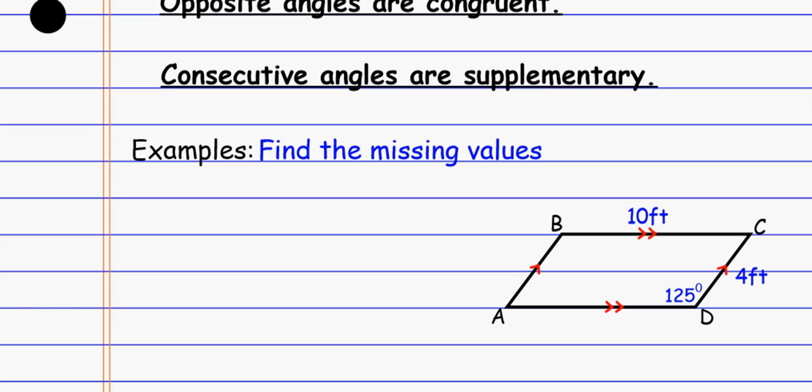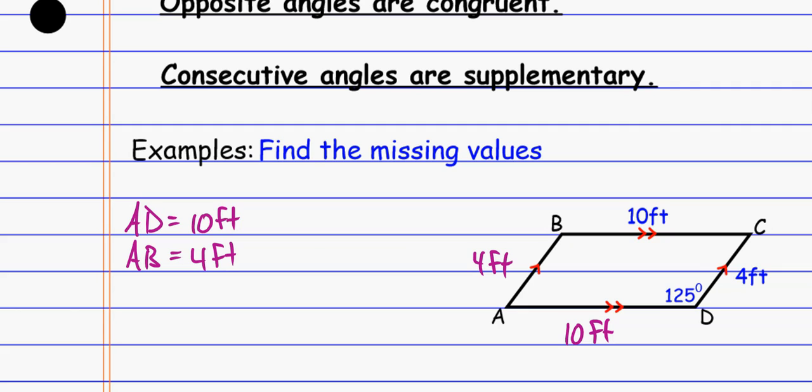When I look at this figure, because the opposite sides are parallel, I know it's a parallelogram. Now the special properties for parallelograms is the opposite sides are congruent, which means if side BC is 10 feet, the opposite side must also be 10 feet. Okay, so AD is 10 feet. If I look at side DC, DC is 4 feet, so the opposite side must also be 4 feet. So AB is 4 feet. That takes care of the sides. Let's start talking about the angles.